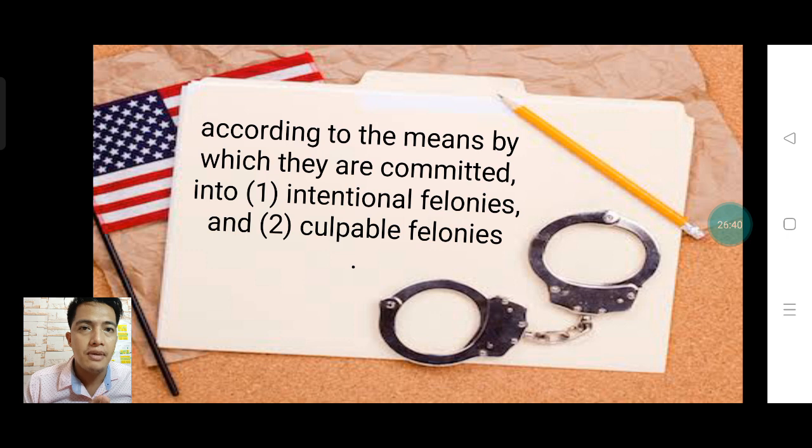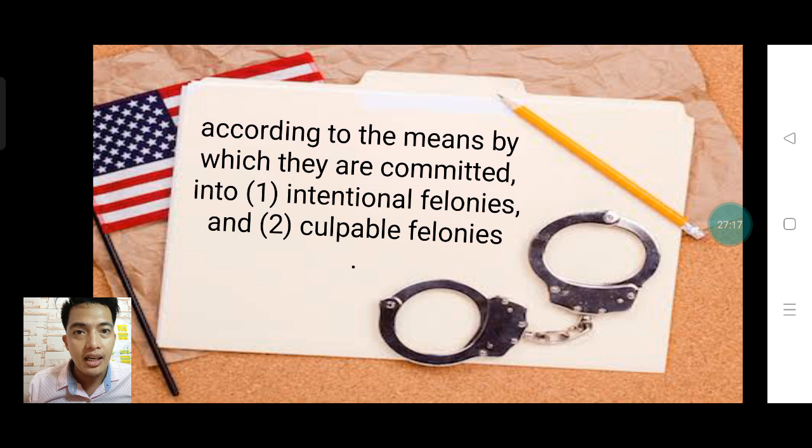Whereas in culpable felonies, the requisites are freedom and intelligence, but intent is removed. Why is intent removed? Because culpable felonies are no longer malicious acts. It just happens that you fall into the felony because of fault, or culpa. There is culpa when the wrongful act results from imprudence, negligence, lack of foresight, and lack of skill.